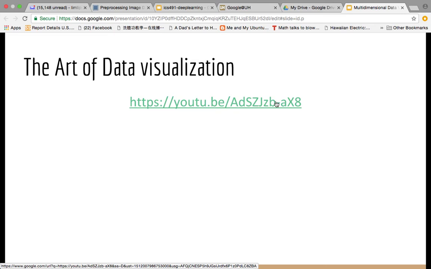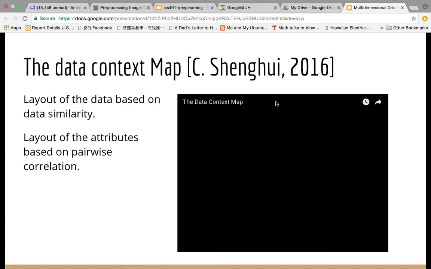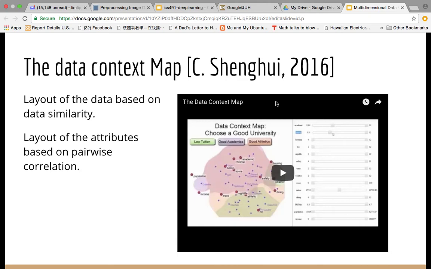What was the name of that last visualization you showed us? This one? Context map. Yeah, that's awesome. Yeah, it's so simple too. I know. Yeah, it's a very, very good idea.